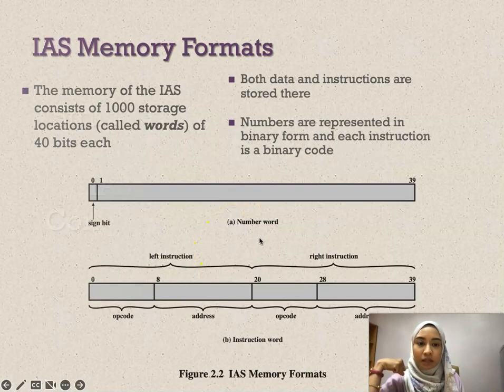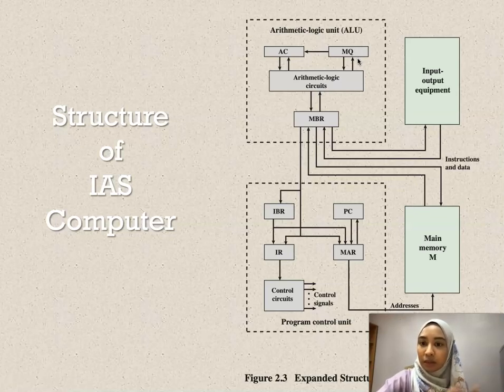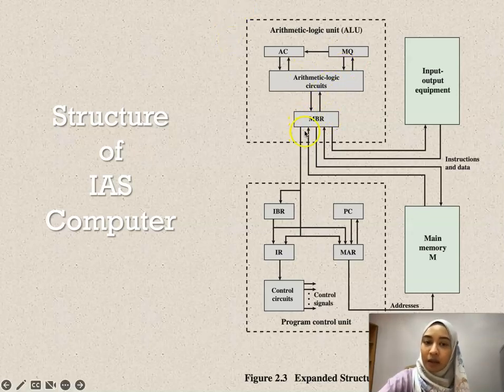So let's look at the expanded one. So this is your ALU and this is your program control unit. Inside your ALU and inside your program control unit are registers. So you have your AC, accumulator, and this is MQ, multiplier quotient. These are all registers that enable you to do addition and multiplication, right? So they belong in the ALU. And then you have your MBR, and then you have your IBR, PC, you have your MAR, IR, and then you have your control circuit.